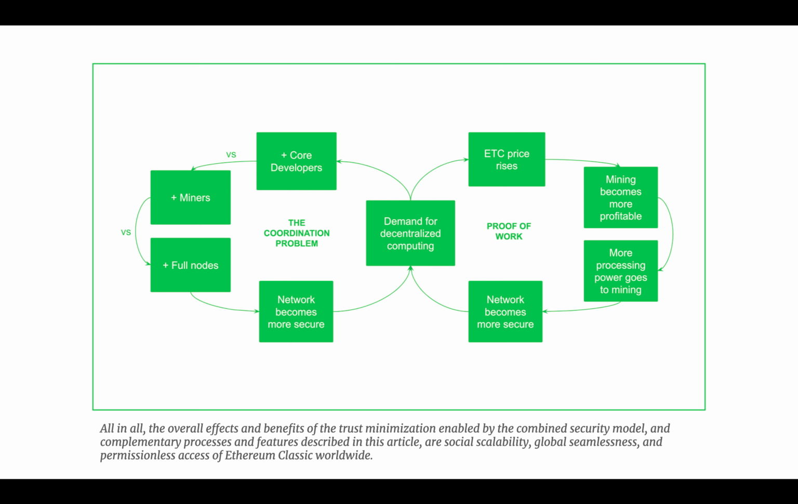In the physical proof of work side, another feature that significantly contributes to the security of the mechanism is the fact that there is division of power between miners and full nodes. So full nodes can literally fire the miners in the unlikely scenario they systematically attack the blockchain, which is a strong deterrent in itself. All in all, the overall effects and benefits of the trust minimization enabled by the combined security model and complementary process and features described in this article are social scalability, global seamlessness, and permissionless access of Ethereum Classic worldwide.